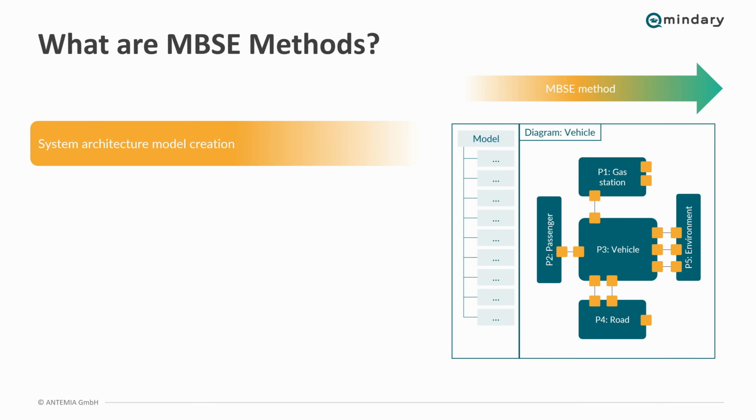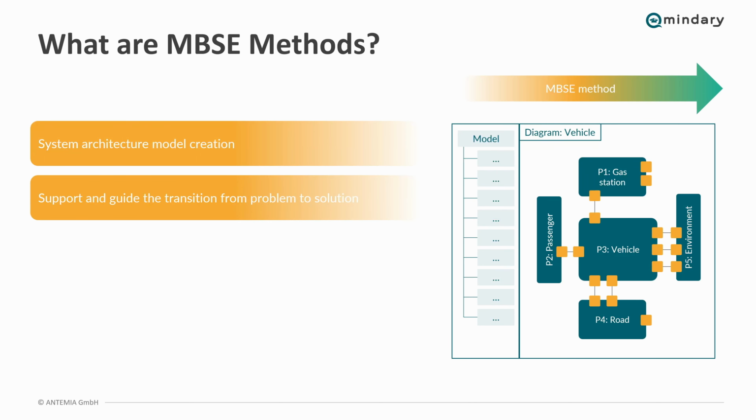An MBSE method is a method that describes how to create a system architecture model. So that's very important, the how to create it. It describes which artifacts are required to model a system and how they are related to each other. So an MBSE method always supports you and gives you a certain guideline for developing your system architecture by transferring the problems into hopefully well-working solutions.